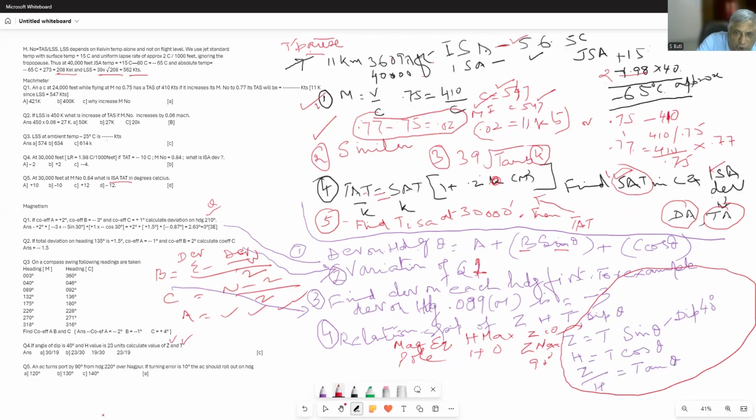The angle of dip in this question is 40 degrees. Z is T sine theta, theta is 40, H is T cosine theta, and Z by H is equal to tan theta. Now for question number 5.